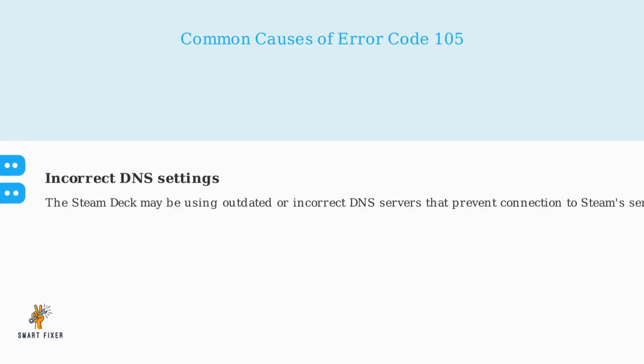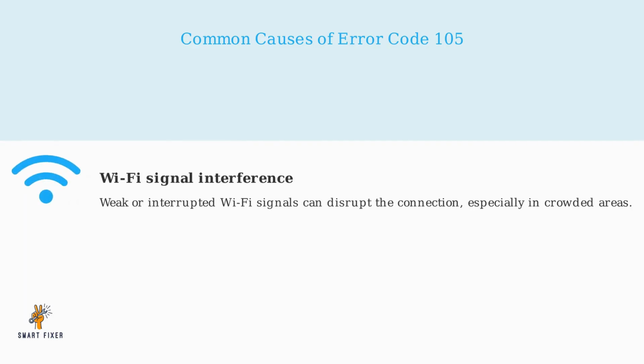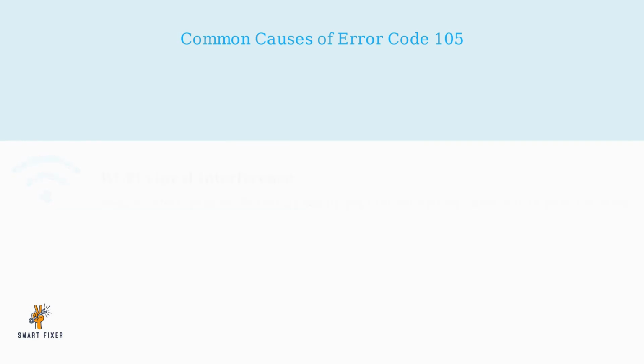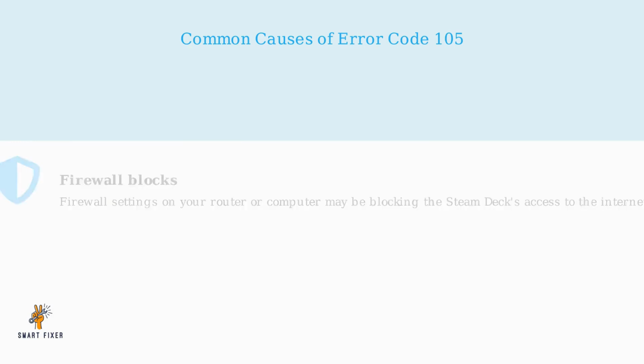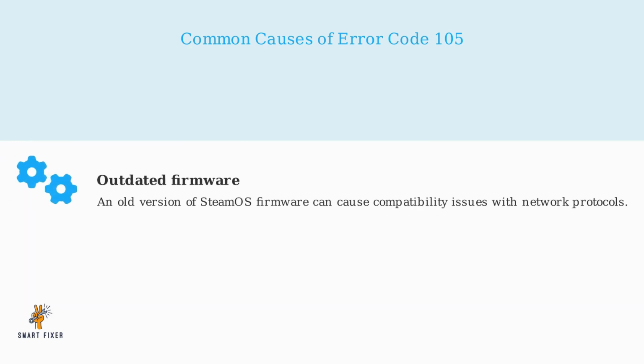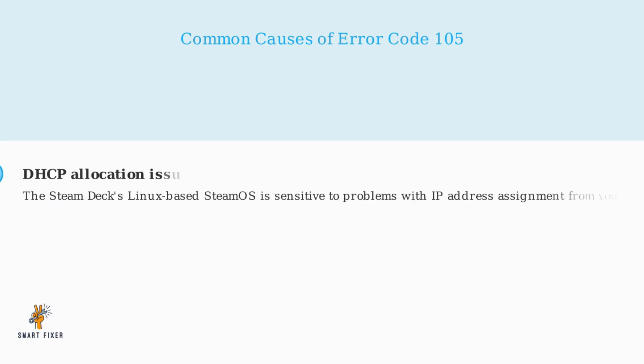Several factors can trigger Steam Deck error code 105. These include incorrect DNS settings, Wi-Fi signal interference, firewall blocks preventing Steam Deck access, outdated firmware, or corrupted cache files. The Steam Deck uses SteamOS, a Linux-based system, which can be sensitive to DHCP allocation issues. It's crucial to rule out any simple network problems first before diving into more complex fixes.